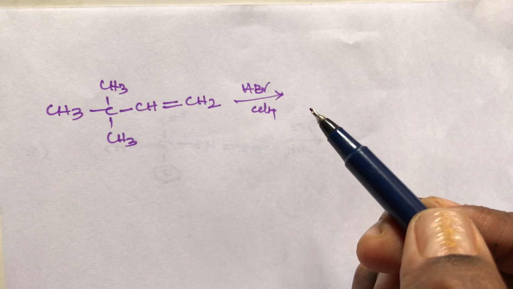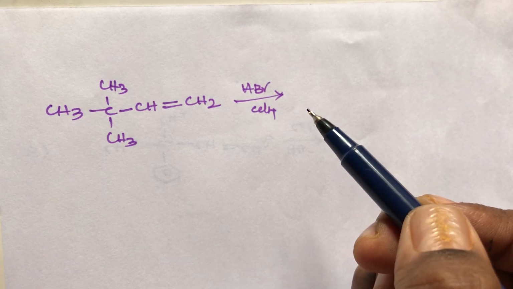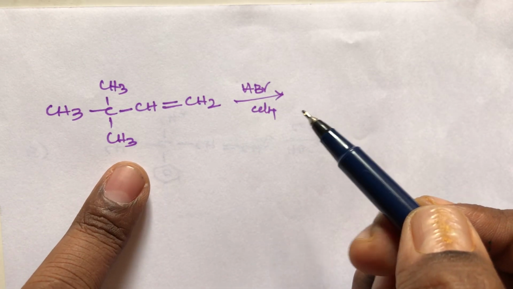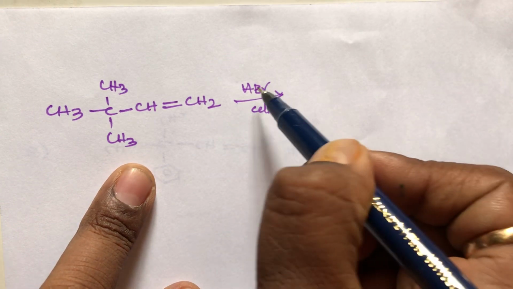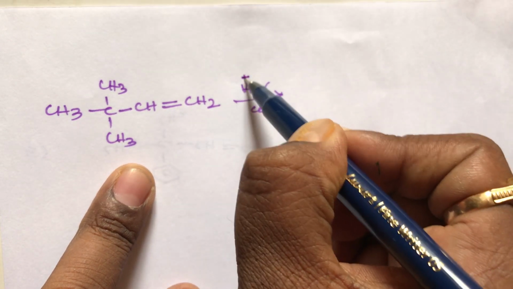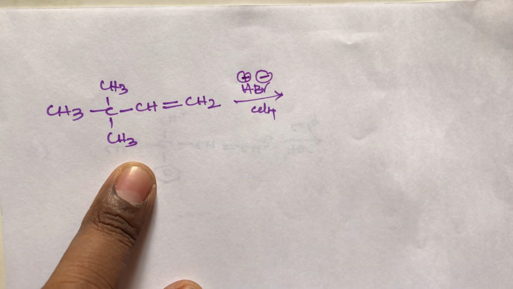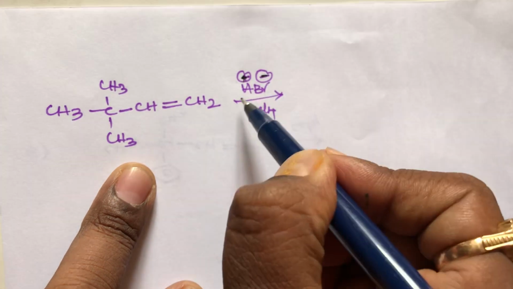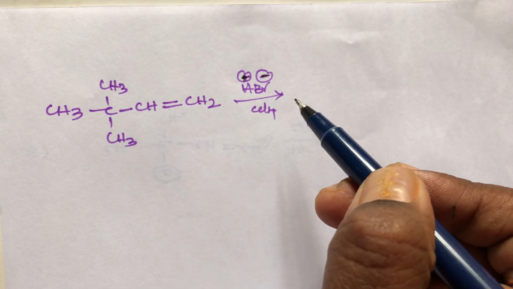Next example, student, that is an example of an electrophilic addition reaction. This is also alkenes. Alkenes undergo electrophilic addition reaction. This reaction is a hydrohalogenation. Why? Because one hydrogen is there, one halogen is there. So hydrogen is the positive species and Br is the negative species. This H plus we call the electrophile, Br minus we call the nucleophile.